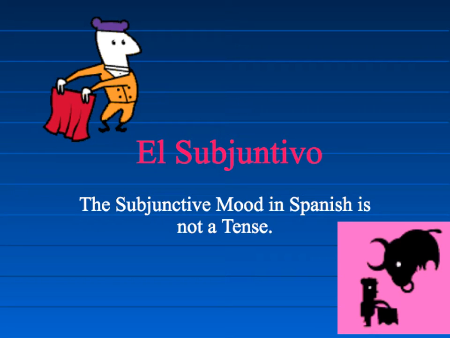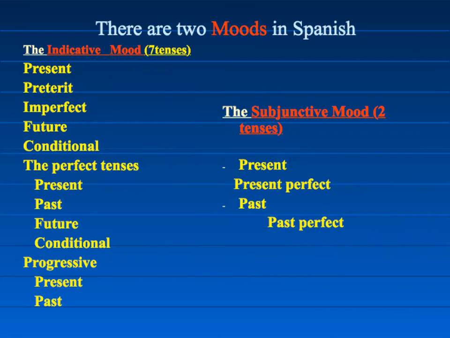Buenos dias. Okay, we're going to talk about using the subjunctive. So first thing to realize is that the subjunctive mood in Spanish is not a tense. We are not learning another verb tense. It is a category of verbs, a way of using verbs that we haven't used before.